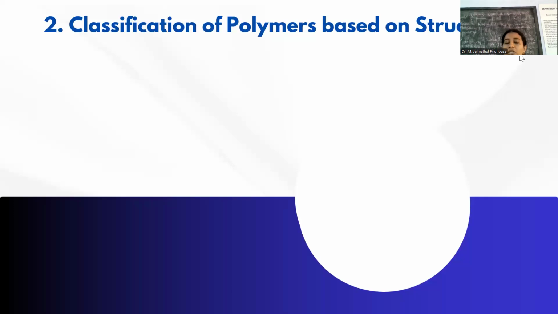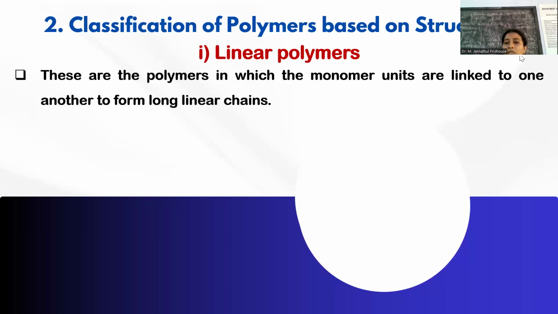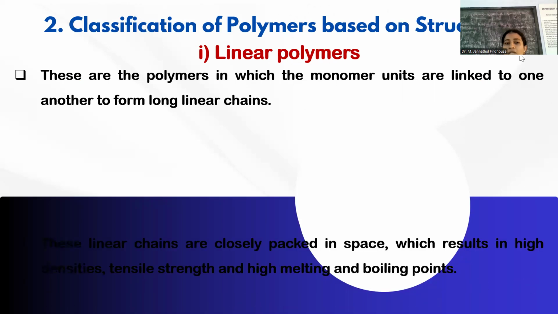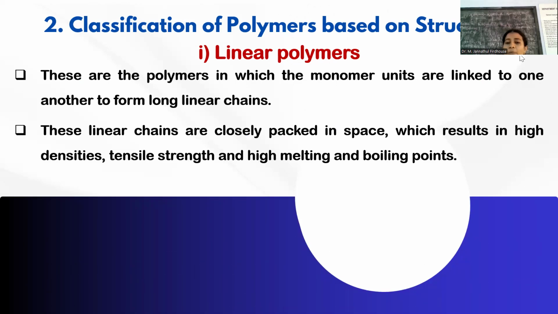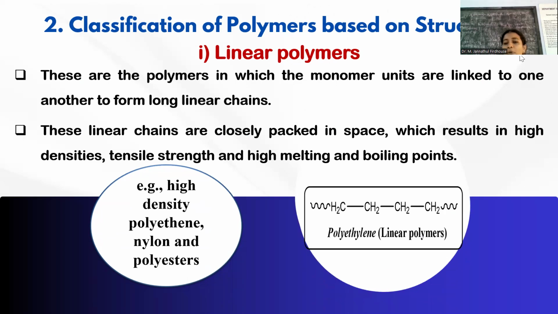The second classification is based on structure. The polymers can be classified based on structure as linear polymers. These are the polymers in which the monomer units are joined together to form long linear chains. These linear chains are closely packed in space, which results in high densities, tensile strength, as well as high melting and boiling points. Example, high density polyethylene, nylon, and polyester. So this is the structure of polyethylene, which is an example for linear polymers.